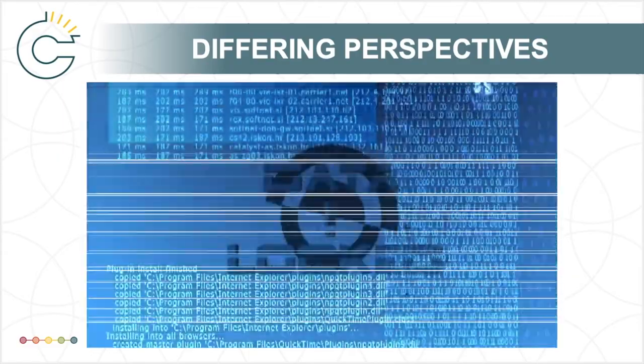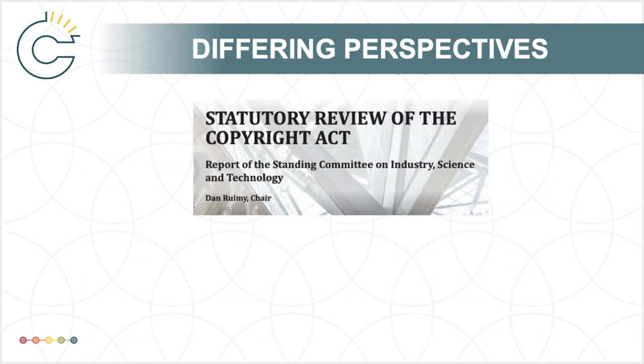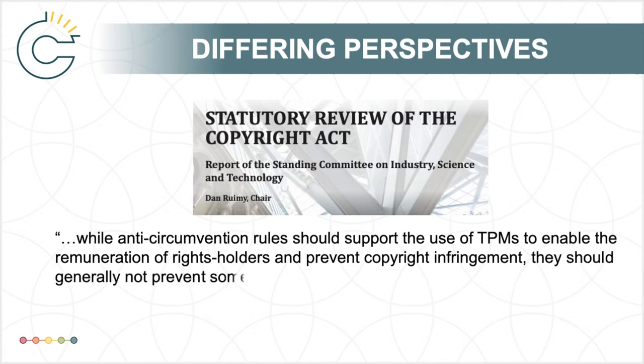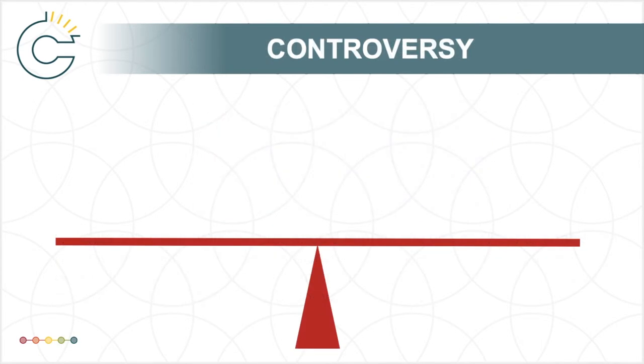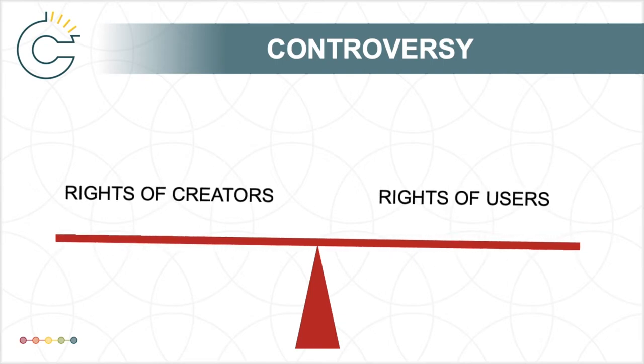These concerns were reflected in the Indu Committee's report in June 2019 from its statutory review of the Copyright Act, where it wrote, "While anti-circumvention rules should support the use of TPMs to enable the remuneration of rights holders and prevent copyright infringement, they should generally not prevent someone from committing an act otherwise authorized under the Copyright Act." Technological protection measures can serve to protect the rights of copyright holders. But like the Copyright Act itself, there is a delicate balance to strike between the rights of creators and the rights of users.